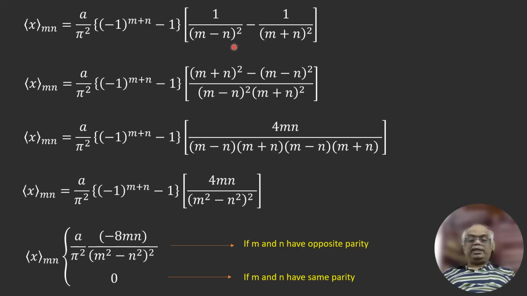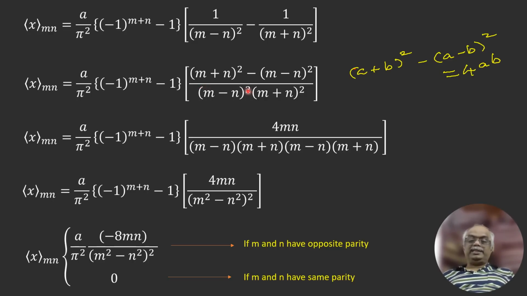So m plus n square minus m minus n square. Here, you know very well that a plus p whole square minus a minus p whole square is equal to 4ab. So I'm writing in the numerator, this is 4mn using this relation. A plus p whole square minus a minus p whole square is equal to 4ab.